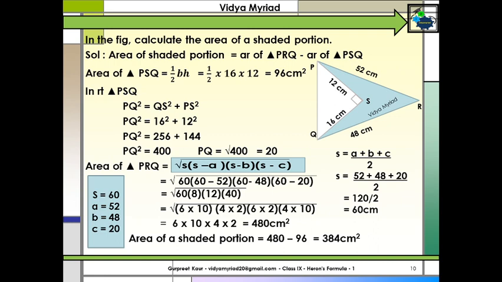Now I need to find the shaded portion. So what is your bigger area? 480. What is your smaller area? 96. If you subtract both, you get 384 centimeters square, which is the required answer for your shaded portion.